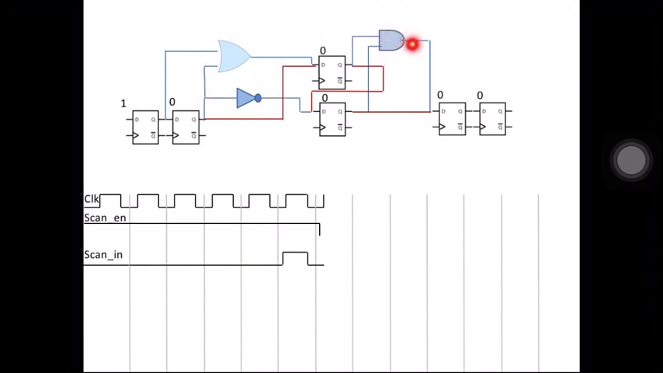Since I want to test a slow to rise signal at this particular AND gate, I want to launch a logic 0 at this particular node. For this, I am making the scan enable high for 5 clock signals and passing the data 0 0 0 0 0 1. So all this data will appear in the flip-flops as shown in the figure. Next I am applying the capture pulse.